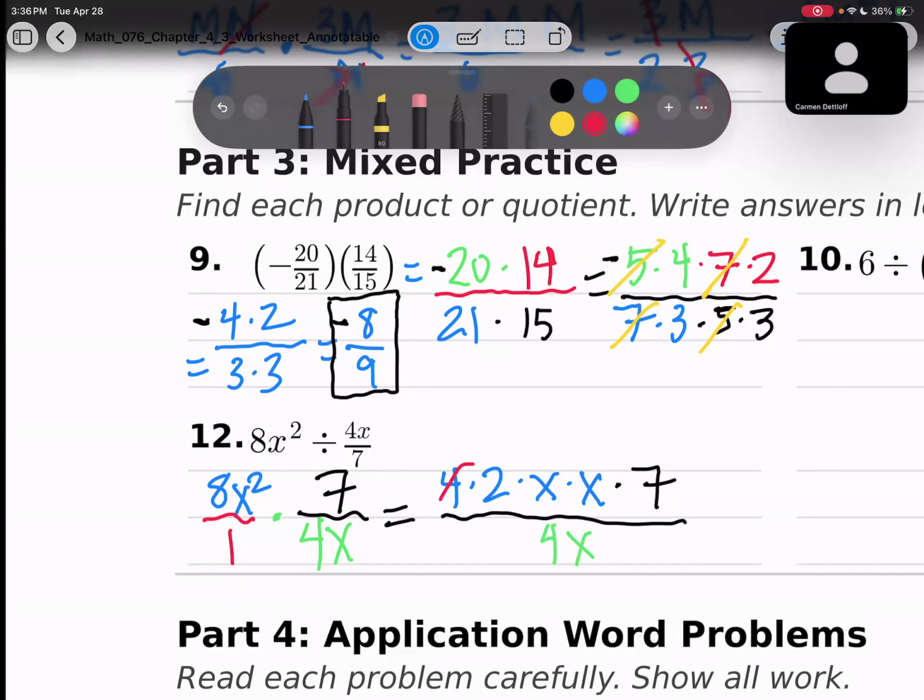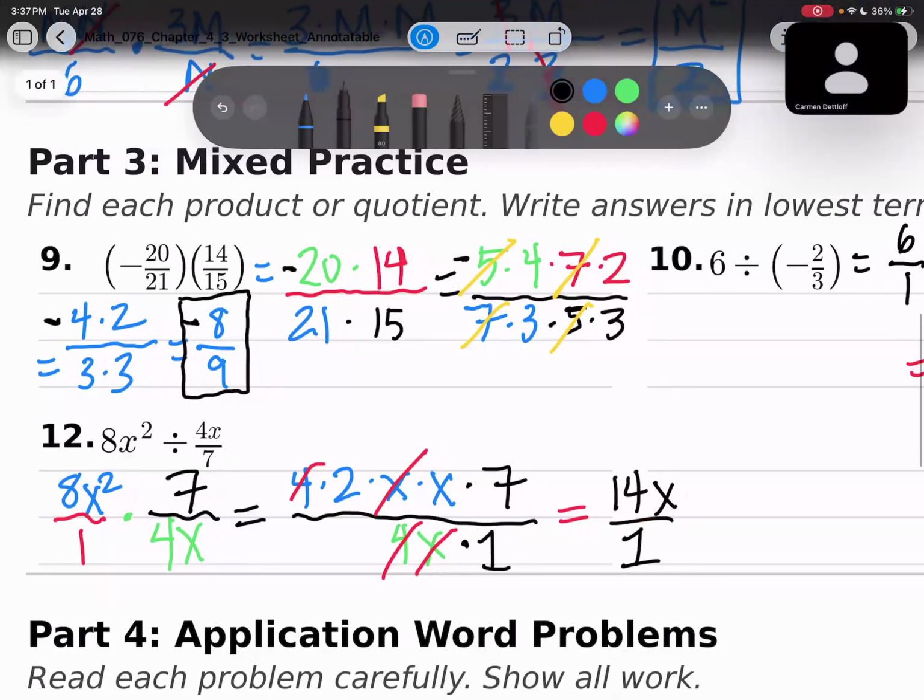Now let's see if we have anything that cancels. I've got a 4 and a 4. And I've got x times x in the numerator. So one of those x's is going to cancel with one of the x's in the denominator. And now I'm left with 2 times 7, which gives me 14 times x. And I canceled everything out of my denominator. That does not mean that my denominator is 0. I've got this hidden times 1 here. Otherwise, that would be weird because it's still times 1. So this is still divided by 1, which I can simplify to just 14x as my final answer.